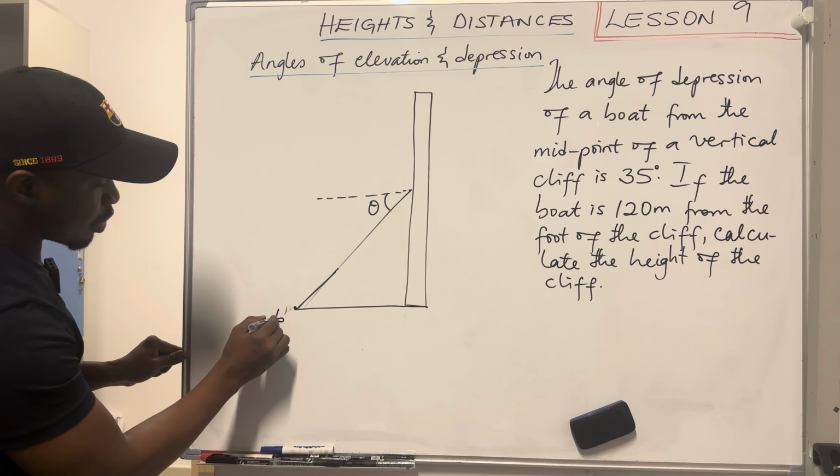Okay, this is the angle of depression of a boat from the midpoint of a vertical cliff is 35 degrees. So the angle is 35 degrees. If the boat is 120 meters from the foot of the cliff, the part of the cliff that touches the ground is what we mean by the foot of the cliff. Okay, so if the boat is 120 meters from the foot of the cliff, here is the boat. So we have 120 meters. Calculate the height of the cliff. We want to find the height of the cliff.